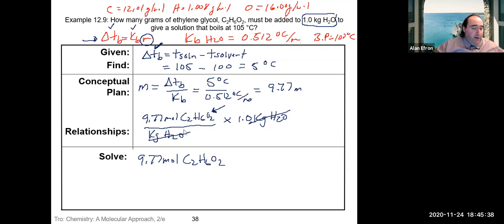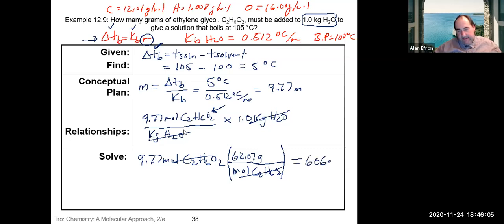At this point, we want grams, so we need to go to the periodic table, calculate the molar mass, and it looks like it is something like 62.07 grams per mole when you calculate it for C2H6O2. Moles will cancel, and it looks like perhaps we end up with about 606 grams of our C2H6O2.